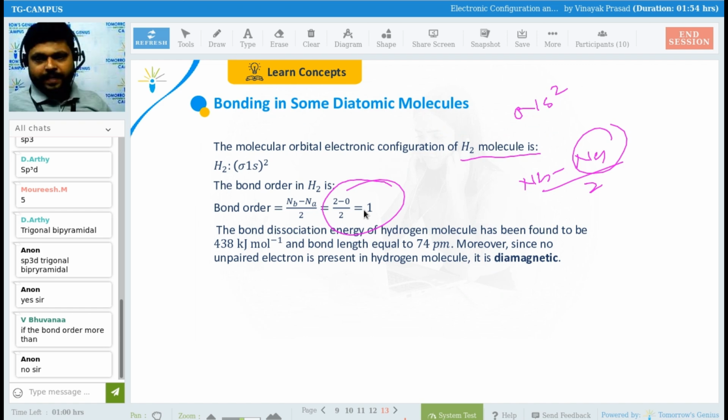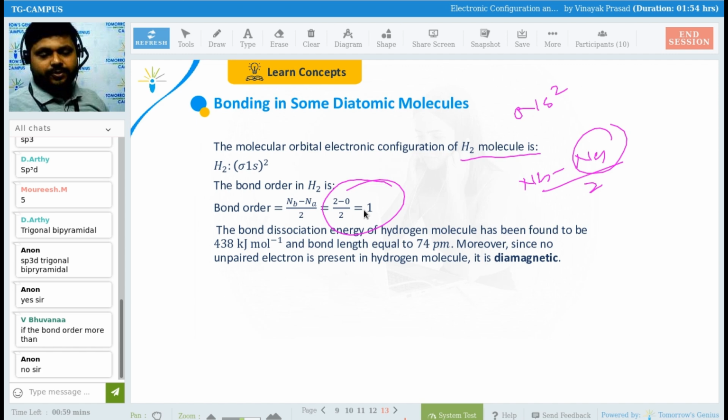Is it easy now? Is it easy to understand? Pranav, what do you say? Why will the H2 molecule have a bond order of 1 only? Bonding minus anti-bonding, so 2 minus 0 upon 2, it will be 2 upon 2, which is 1 only. Getting my point? Yes, sir. Easy? Yes, sir.